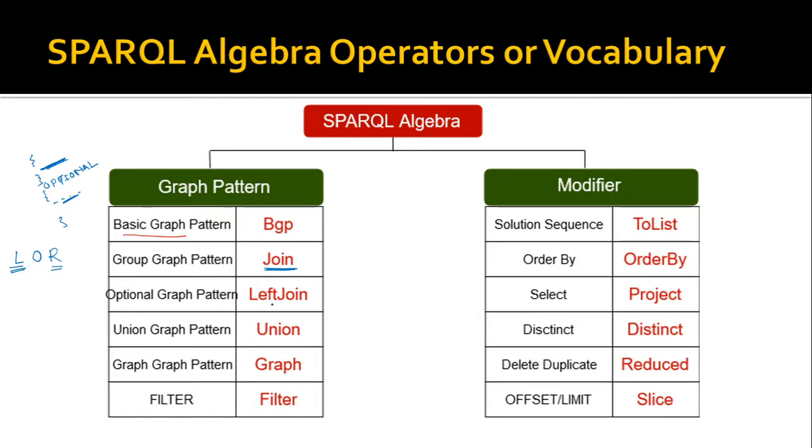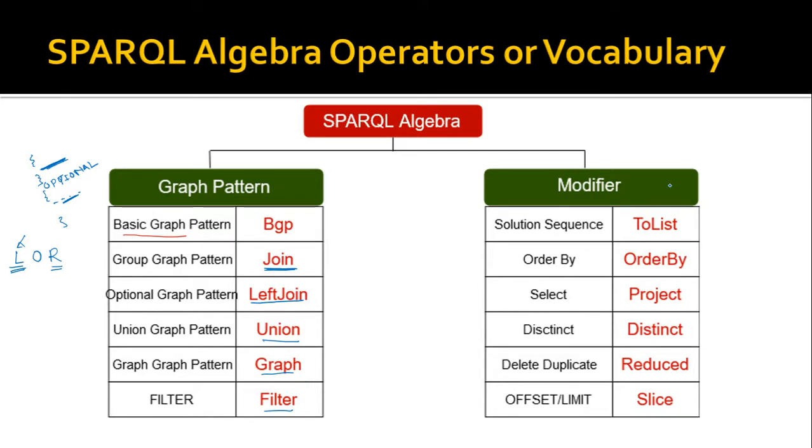So this is also a kind of join, but as it is favoring the left part of the operation, we are naming it left join. We again will be defining it very formally. Now union graph pattern is basically taking the union of two graph patterns, so it uses the union operator. And for graph pattern, we use the operator graph. For filter, we'll be using filter.